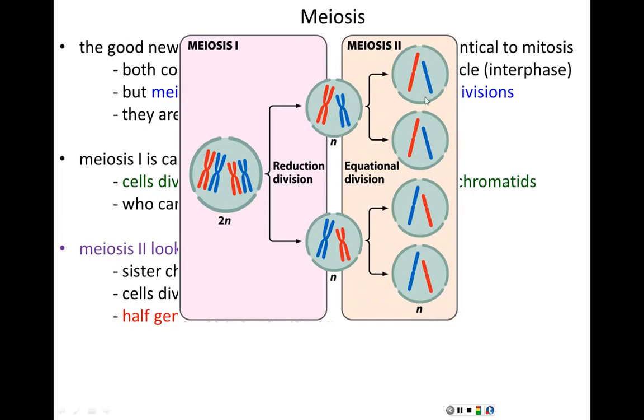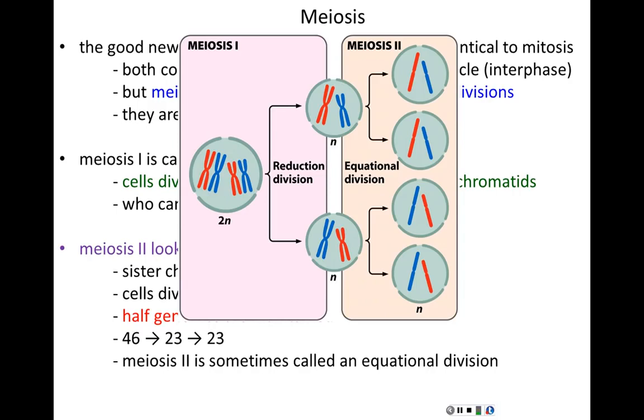So this is not a reductive division. 2 chromosomes were split into 2 chromosomes because sister chromatids separated, and that's what occurs in meiosis II. So we go from 46 chromosomes in a human cell. After the first reductive division, we're down to 23. But then sister chromatids separate, so we get 23 after the second meiotic division as well. And that's what we want, cells with 23 chromosomes.